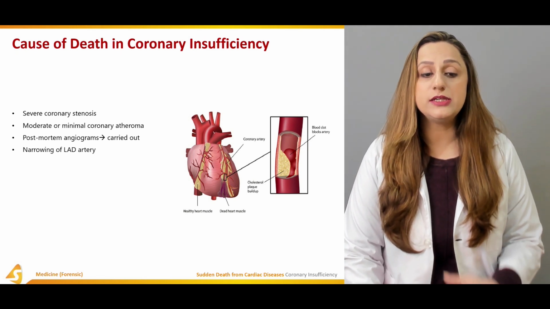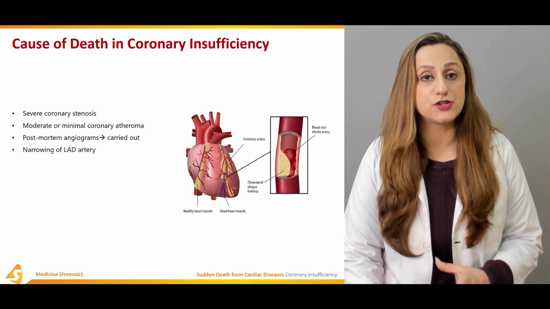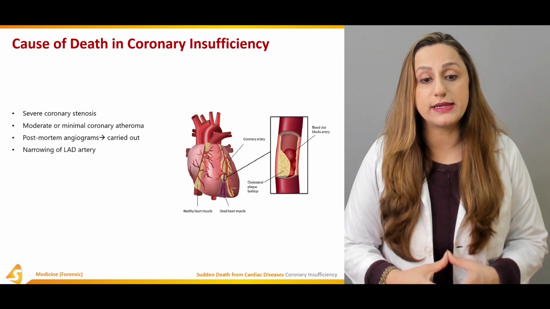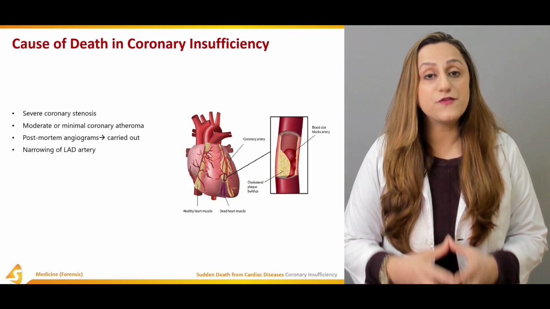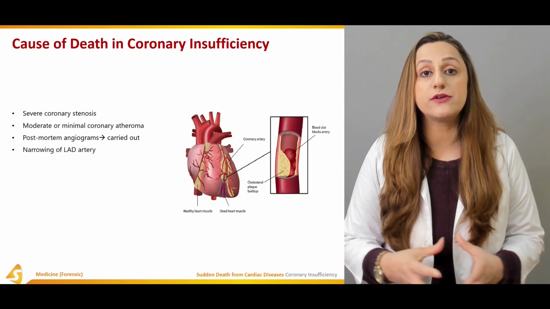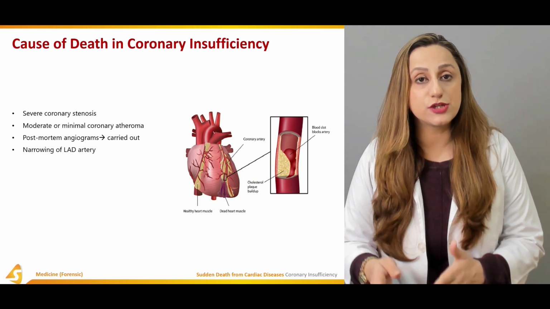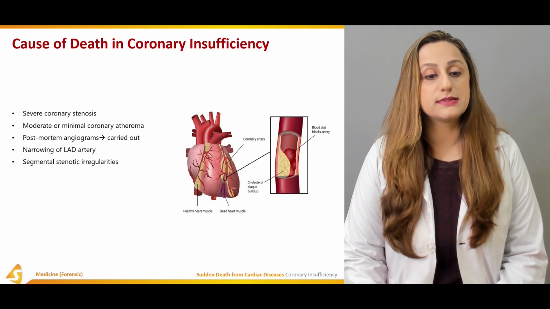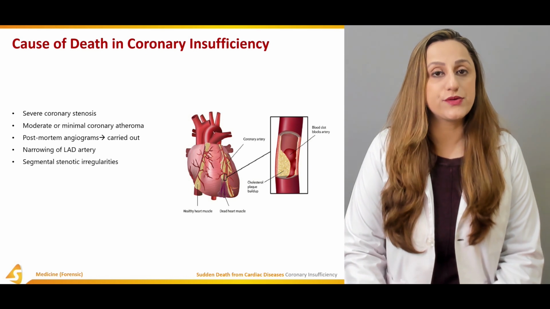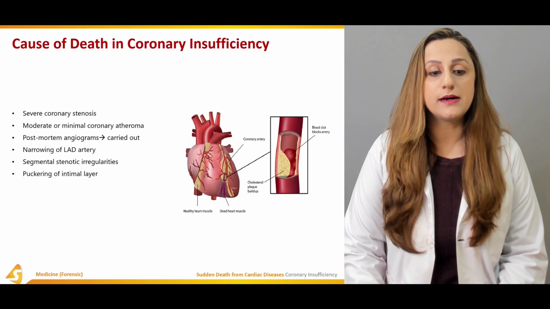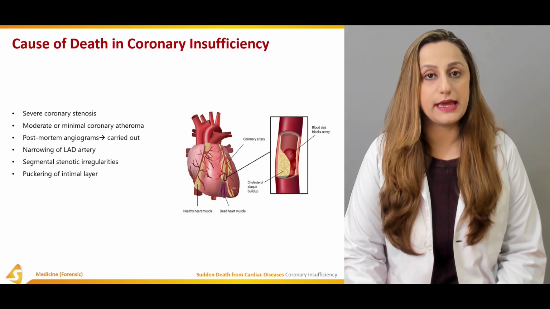Then the narrowing of the left descending artery is focused on. This is an artery that, if damaged, doesn't give any tributaries or branches, so there is no collateral circulation that can be achieved when such a muscle is damaged. The segmental stenotic irregularities are also looked for at this level, and the puckering of the intimal layer is again looked for.